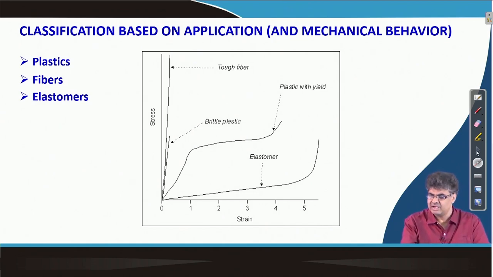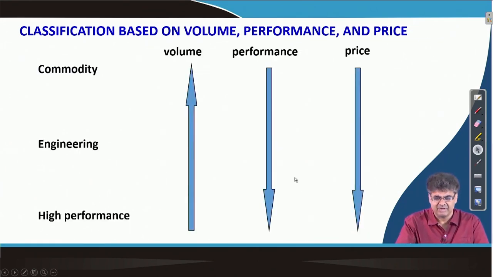I think with this I will stop, because in the next class I will talk about the last classification. Okay, let me complete this as well before we close this class. This classification is based on the volume of material used in the market. When you talk about very commonly used plastic for making buckets and bottles, you can anticipate that the volume will be very large and the price very low, because the volume is high.